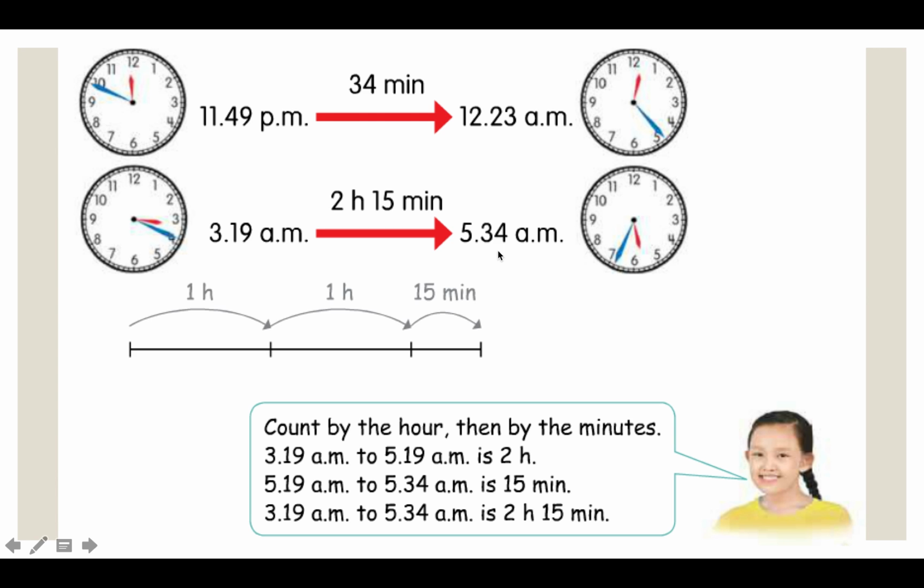But here it states that the ending time is 5:34 a.m. So between 19 minutes to 34 minutes, how many minutes are there? Well, I just take 34 minutes minus 19 minutes and I get 15 minutes. So I know that the duration from 3:19 a.m. to 5:34 a.m. is 2 hours and 15 minutes according to the timeline that I have drawn.